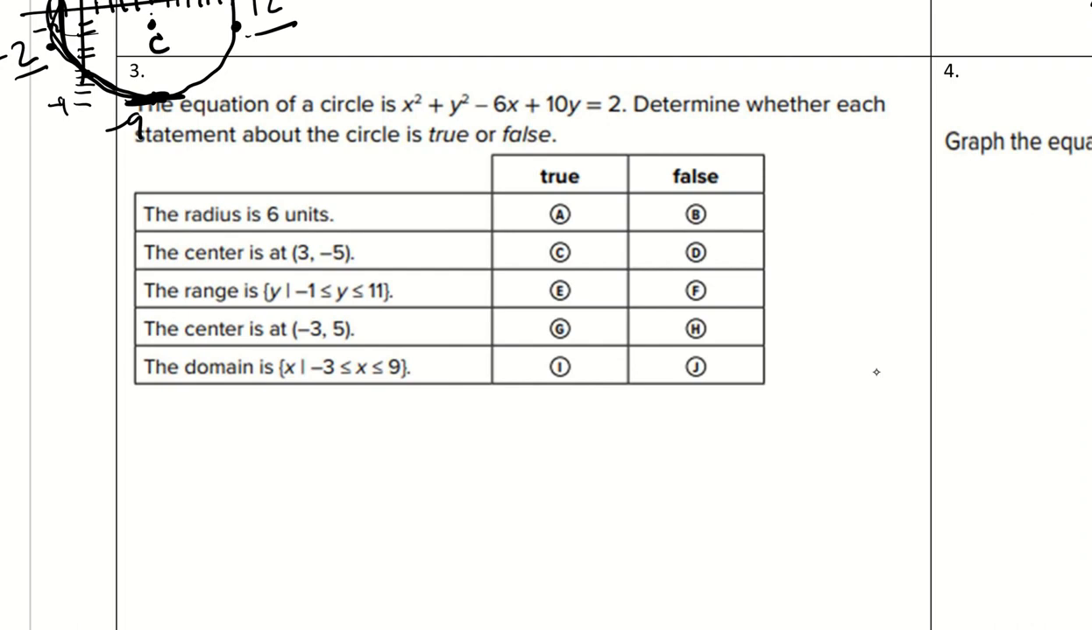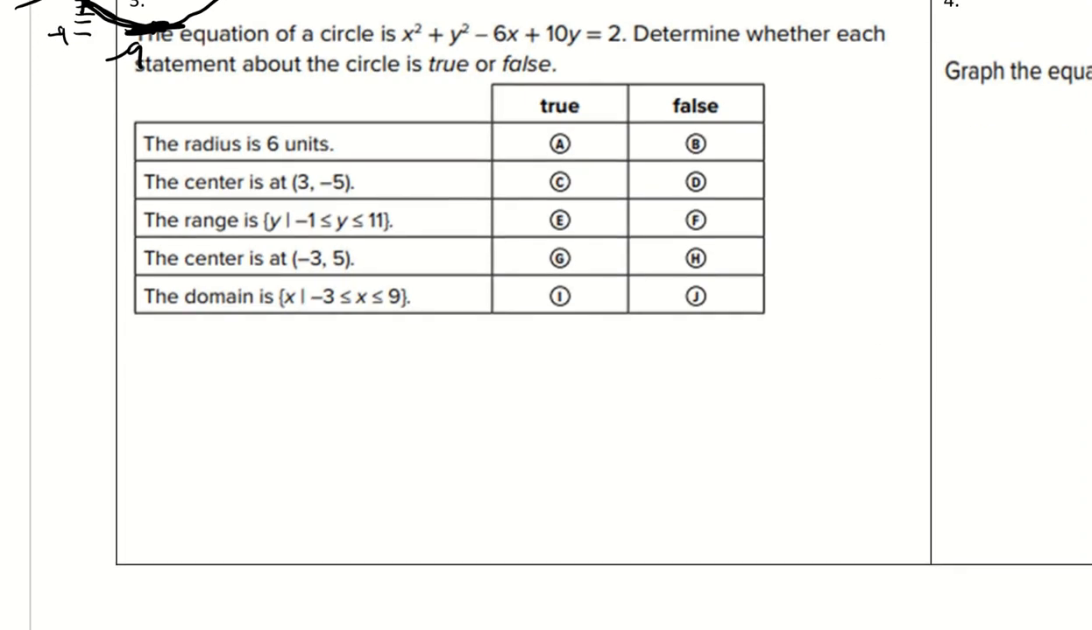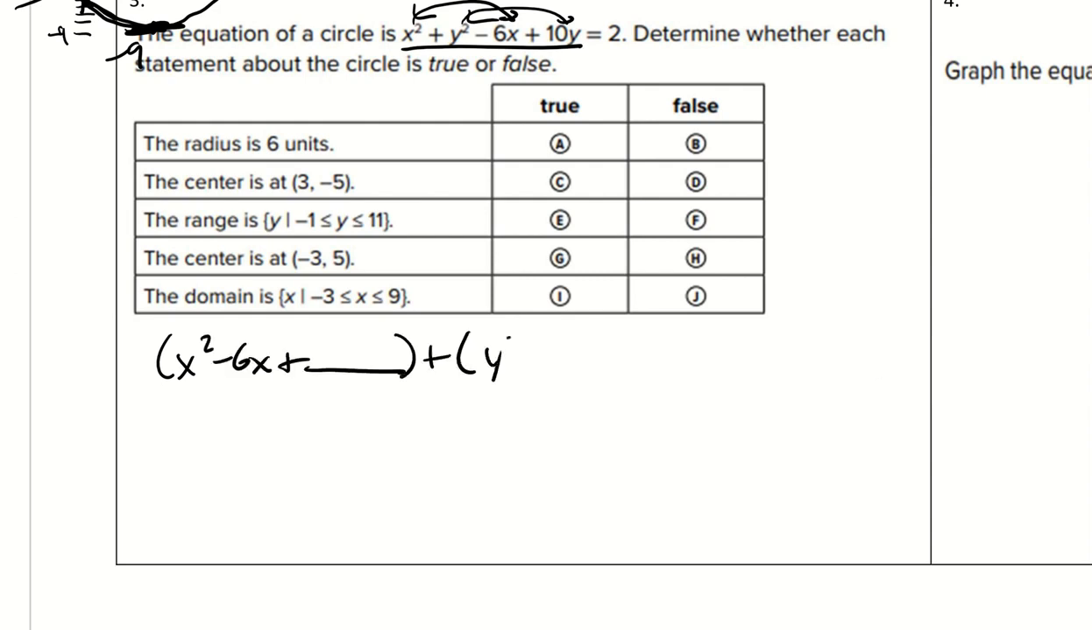All right, the equation of a circle is given. Determine whether each statement is true or false. So we're given this, so we're going to group these together, and then we're going to group these together. Okay, the y's and the x's get grouped. So x squared minus 6x plus blank plus y squared plus 10y plus blank equals 2 plus blank plus blank.